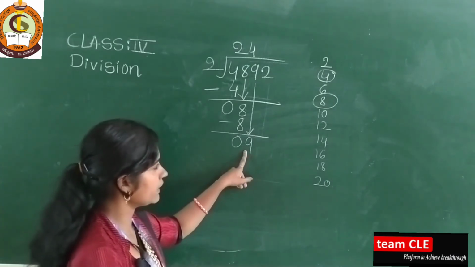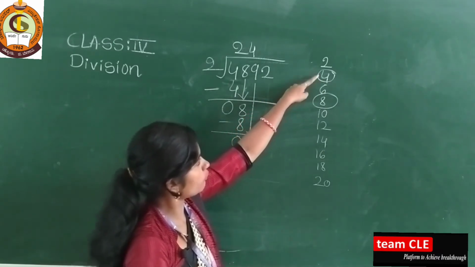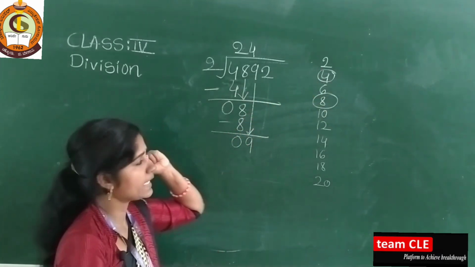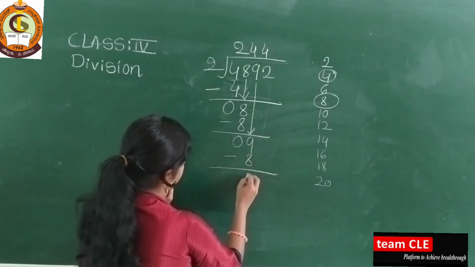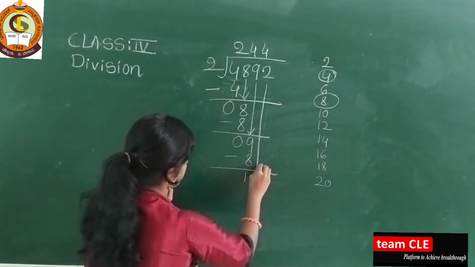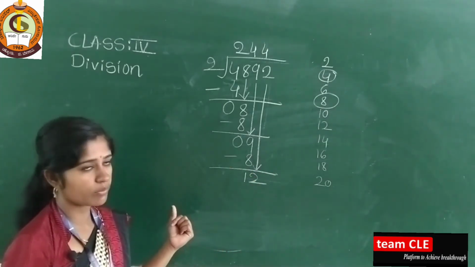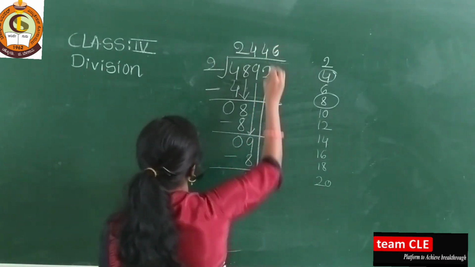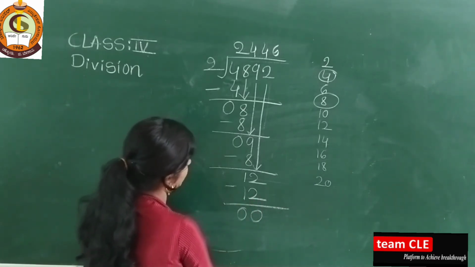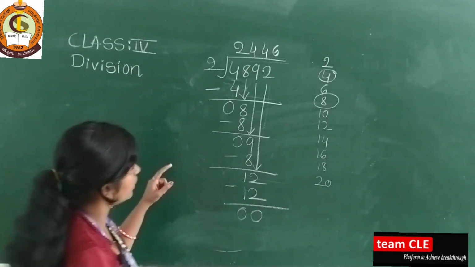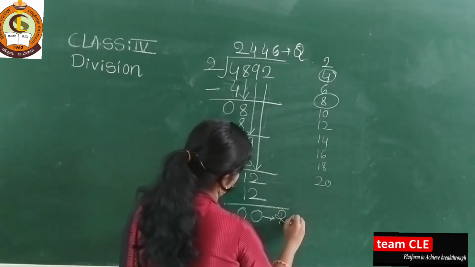So see here 9 is there, less than 9, 8 is there, 10, 6, 4, 2. 6, 4, 2 also small but the nearest small is 8. So take here 2 4s are 8, 9 minus 8 is 1. Again you take this 2 down, then it becomes 12. Okay, 2 how much is 12? 2 6s are 12. 2 minus 2 is 0, 1 minus 1 is also 0. So this is the quotient and this is the remainder.